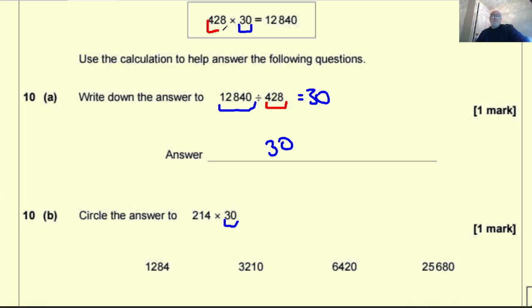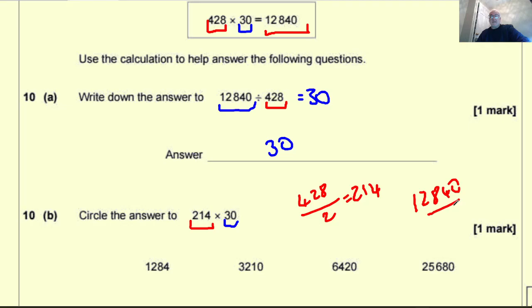And this time, my 428 has changed. But if I can try and link these two together, if I did 428 divided by 2, I would get 214. That's half as big. So that must mean then, if it's half as big, my answer is going to have to be half as big. So 12,840 divided by 2. If I just do a division there, 2 into 1 doesn't go, 2 into 12 goes 6, 2 into 8 goes 4, 2 into 4 goes 2, and 2 into 0 goes 0. 6420.